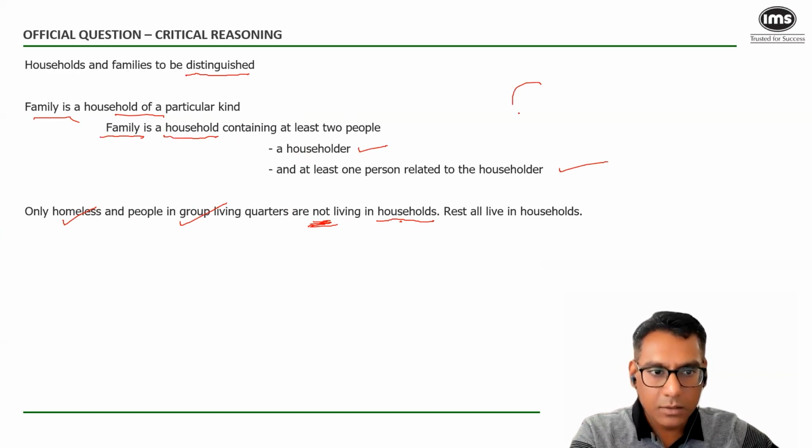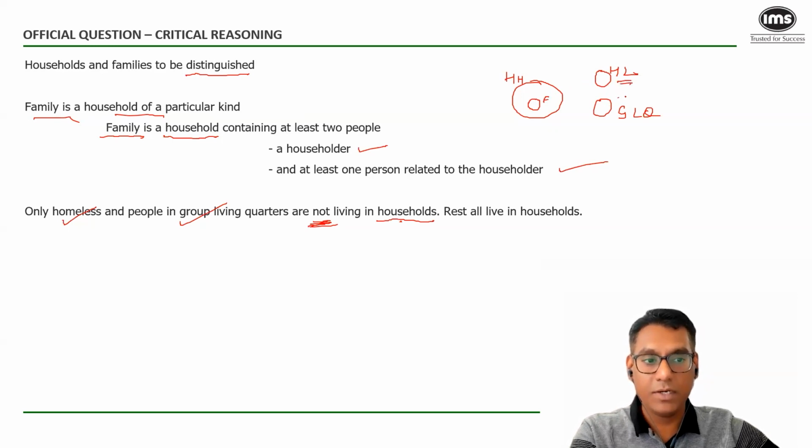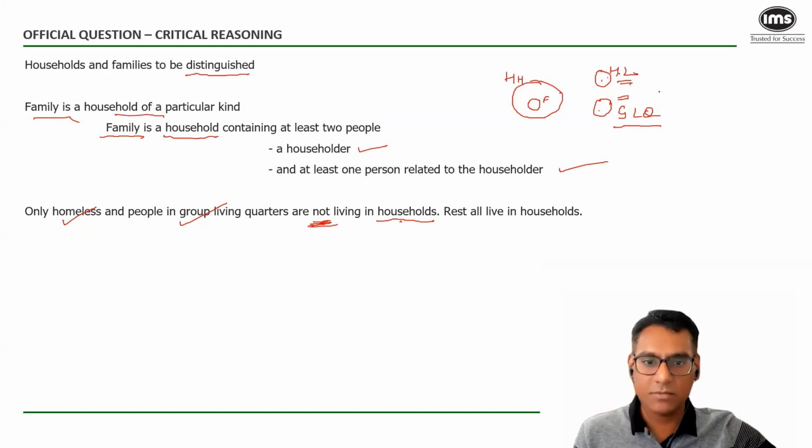If you look at the Venn diagram, basically this is household, this is family, this is the homeless group, and this is the group living quarters group. Would there be an overlap between these two? We know that none of these overlap with the household group, but would there be an overlap between the two? If you go by logic, there should not be, because the homeless don't have any home, whereas these people, even if they are living together, at least have a home. But that is just pure logic, and it probably has no meaning for this question.